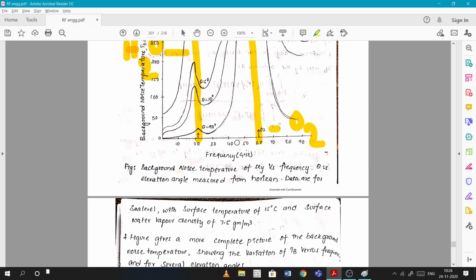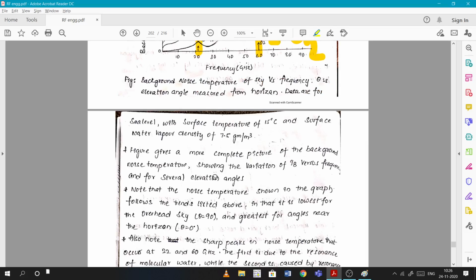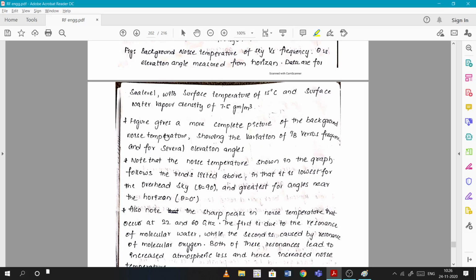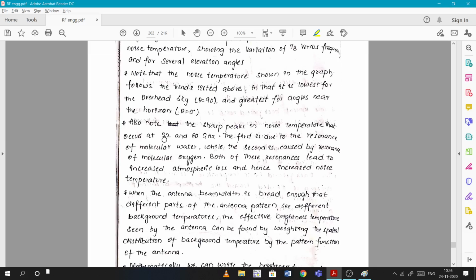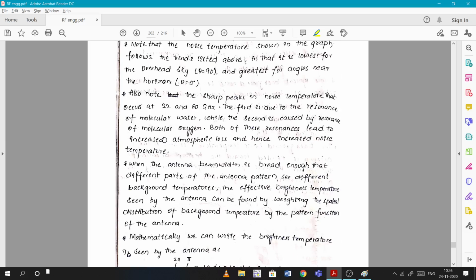So while drawing this graph, they considered a surface temperature of 15 degrees and a surface water vapor density of 7.5 grams per meter cube. According to this, the ground is taken as a reference of sea level. From this we can mathematically write the background temperature. What is the background temperature here? When the antenna beam width is broad enough, different parts of the antenna pattern see different background temperatures.